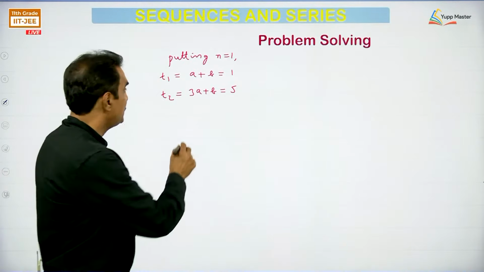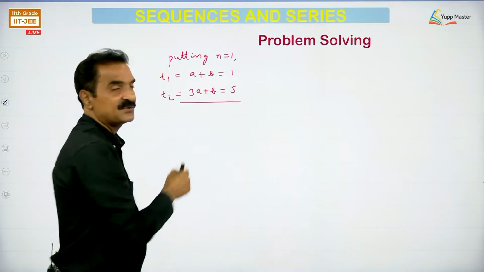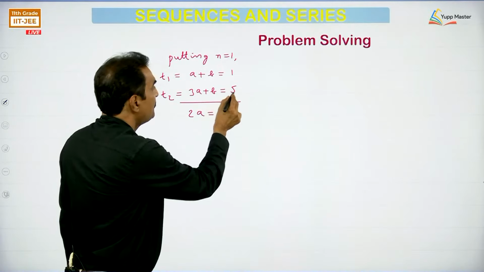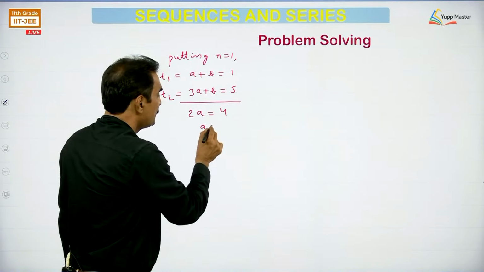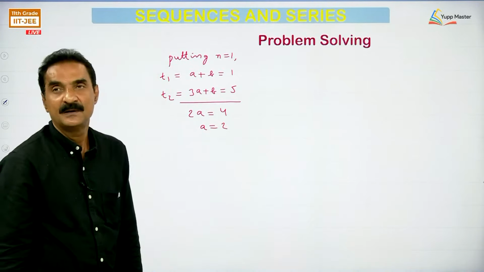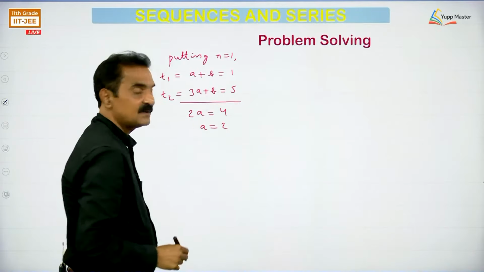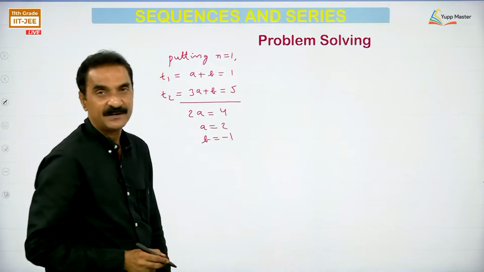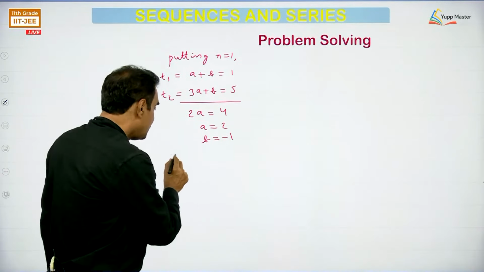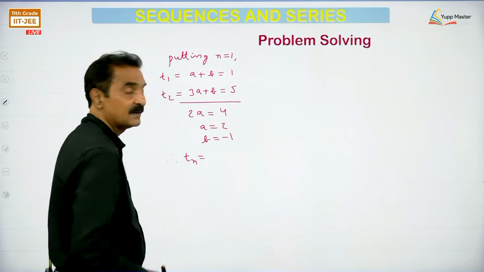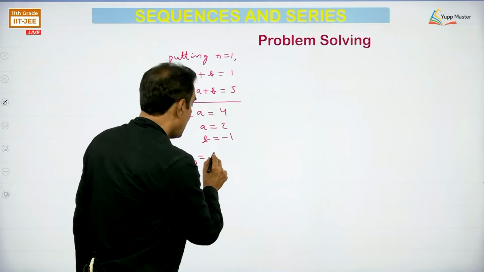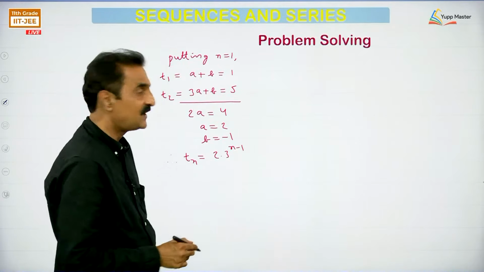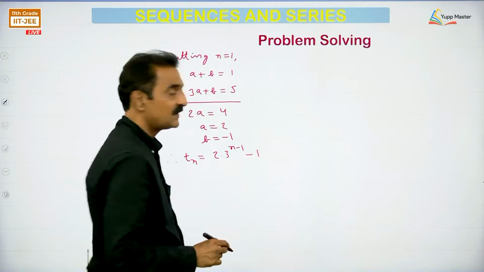Then by solving them, subtracting these two, you will get 2a is equal to 5 minus 1, 4. So we get a is equal to 2. But a plus b is 1. So what is the value of b? b is equal to minus 1. Therefore, the nth term Tn is equal to a into r power n minus 1, 2 into 3 power n minus 1, plus b, minus 1.